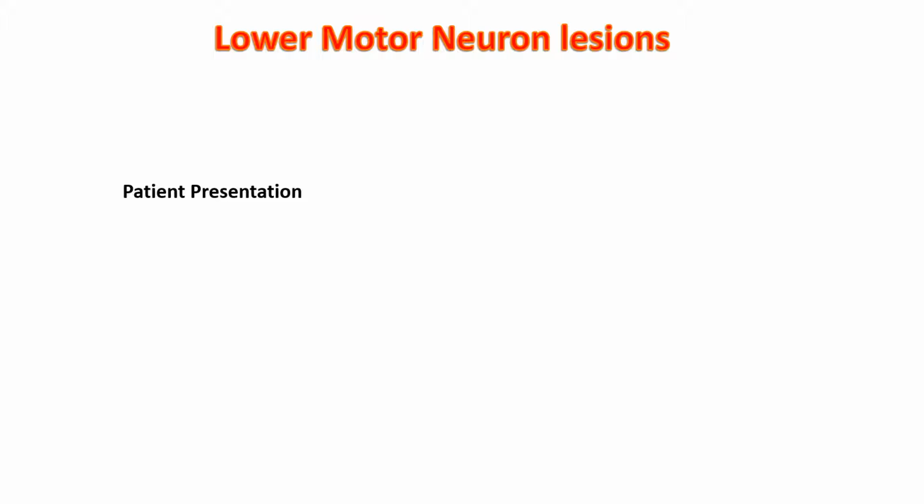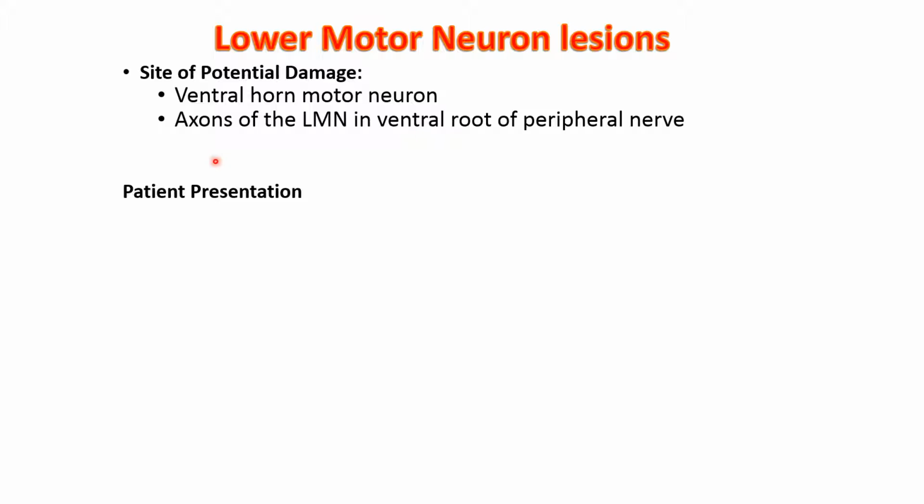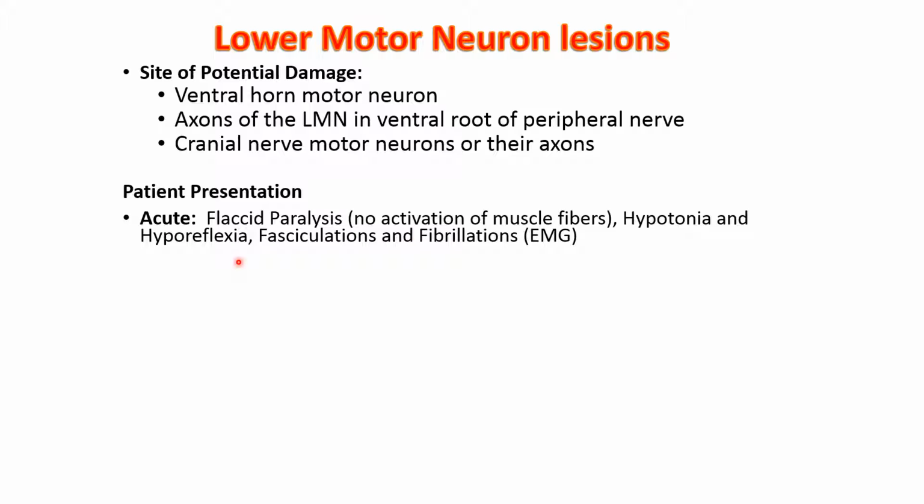For lower motor neurons, the situation is quite different. If the site is at damage to the ventral horn motor neuron, as we've suggested, or at axons of the lower motor neuron in the ventral root of the peripheral nerve. For the cranial nerve, it could be the cranial nerve motor neurons, cell bodies, or their axons. The patient presentation is an acute flaccid paralysis with no activation of muscle fibers, hypotonia, and hyporeflexia.